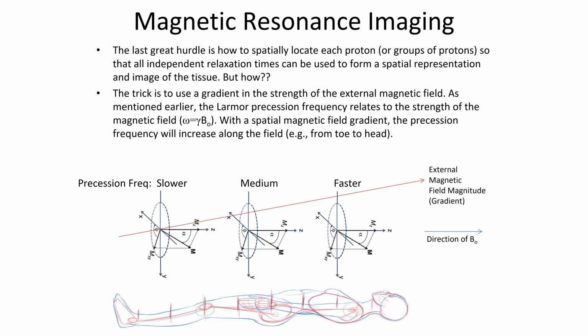And so what we can do is use that precession frequency from toe to head and do a reverse Fourier transform. And that Fourier transform will essentially show us the spatial location of each proton based on how fast it's precessing. So this is a brilliant idea.